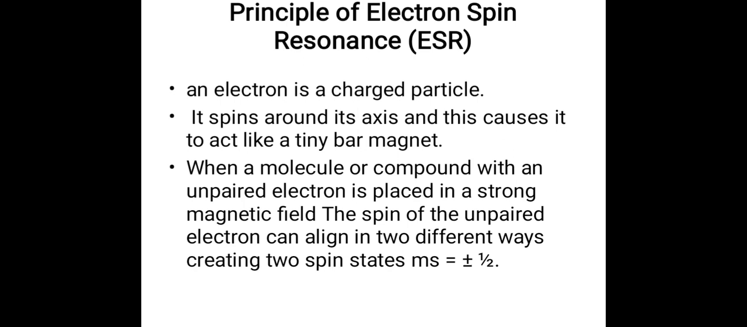Principle of electron spin resonance. An electron is a charged particle. It spins around its axis and causes it to act like a tiny bar magnet. When a molecule or compound with an unpaired electron is placed in a strong magnetic field, the spin of the unpaired electron can align in two different ways, creating two spin states.